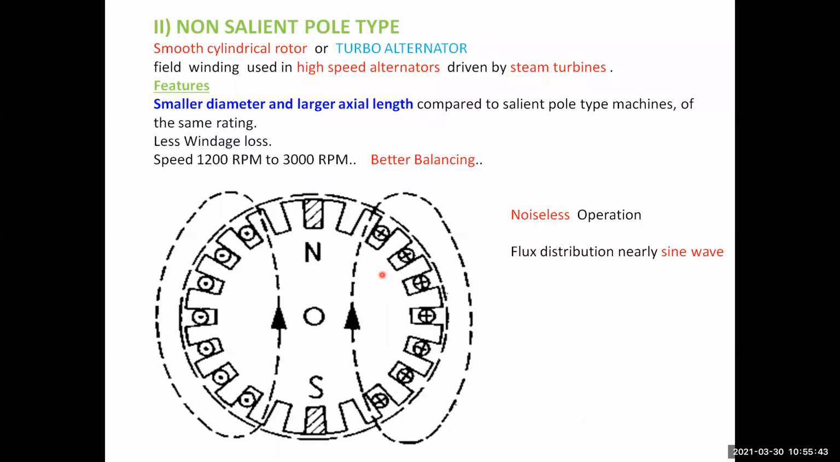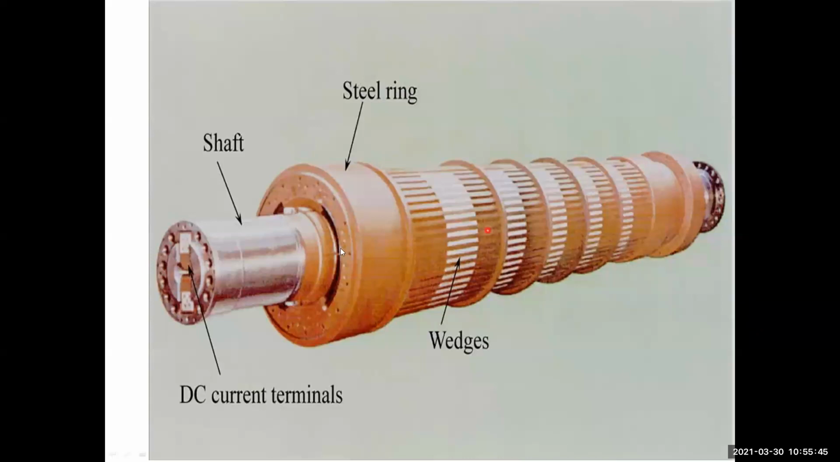These are the different points. This is called the cylindrical pole rotor, where the axial length is very high. Understood? The axial length is very high and the diameter is very small. So this is called the cylindrical pole alternator rotor.